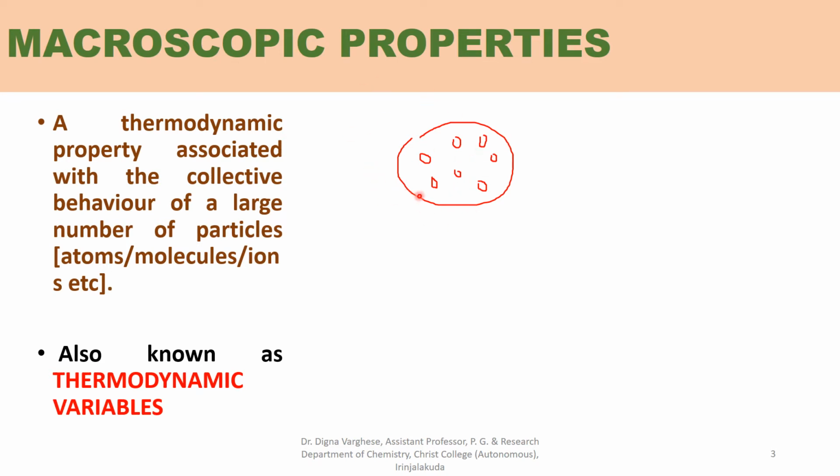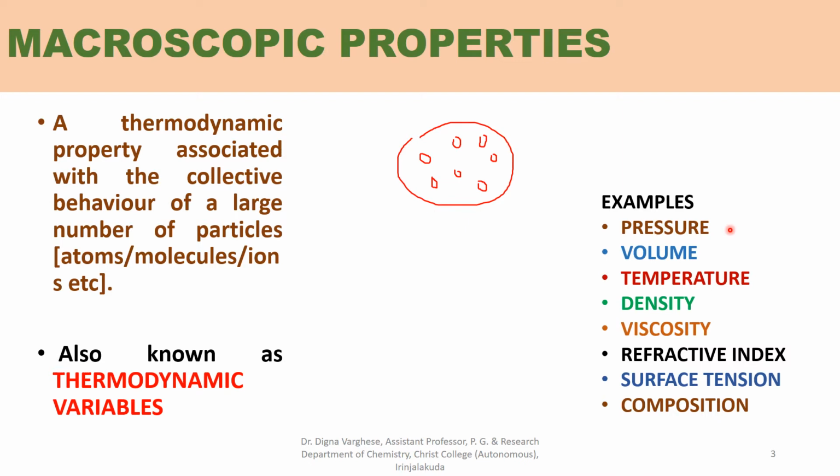The thermodynamic variables are used to determine the behavior of the system, or are required to define the macroscopic properties of a system. For example, some variables are given here: pressure, volume, temperature, density, viscosity, refractive index, surface tension, composition. These types of variables are used to study the collective behavior of a large number of particles in a system. Such variables are known as macroscopic properties of a system or thermodynamic variables of a system.